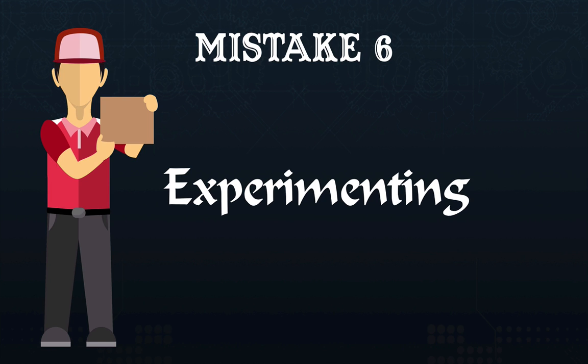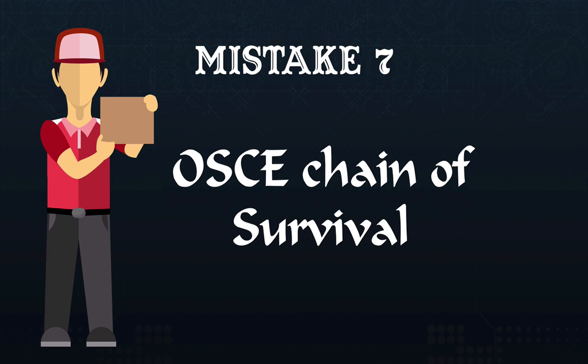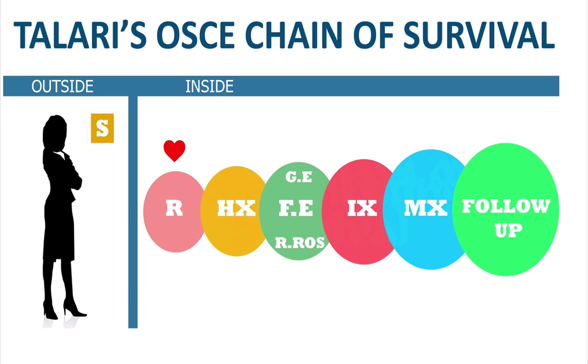So that's mistake 6. Okay, mistake 7 is not knowing the OSCE chain of survival. Okay, you might not know this because it's not given in any medical book. This is something I have created because I used to have this chain of survival, same as the ALS or BLS, basic life support course or advanced life support course. We have this chain of survival, where you move from one phase to another phase. I was thinking, what can I do so that I will not miss anything in the clinical exam? So this is the chain of survival.